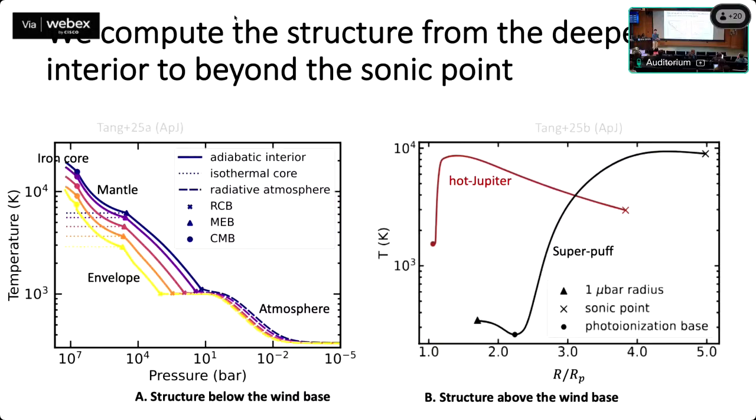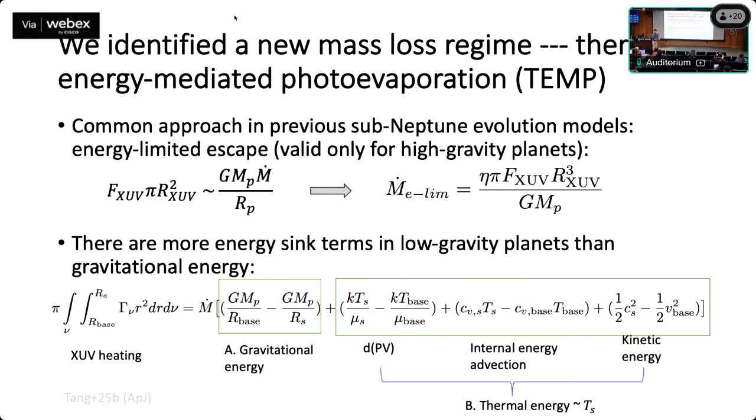And above 1 microbar, we model the steady-state hydrodynamic photoevaporation using WINDY. This is the temperature profile for it. You see there is a distinct behavior between hot Jupiters and the super-puffs here. So using the new framework, we identified a new photoevaporative mass loss regime. It's called thermal energy mediated photoevaporation.